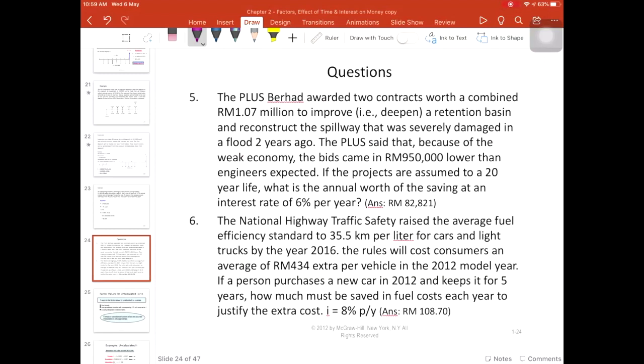Okay, if you got number 5, do number 6. Heavy traffic, safety rise, average fuel efficiency standard 55.5 km per liter forecast on light trucks by the year 2016. Euro will cost consumers an average of 44 ringgit extra per vehicle in the 2020 model year. If a person purchases a new car and keeps it for 5 years, how much must be saved in fuel cost each year to justify the extra cost? That means we have to find A. Every year you have to save. So you have to find A.